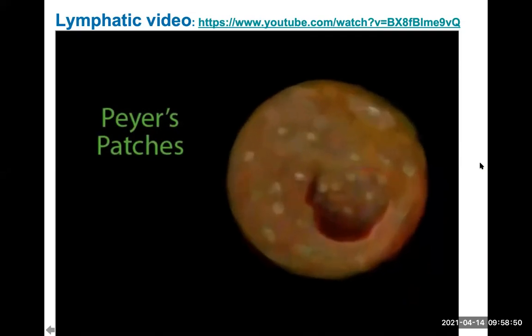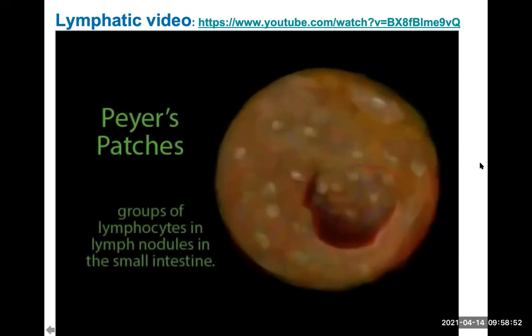Peyer's patches are very similar to tonsils. They're groups of lymphocytes and lymph nodules that are in the small intestines. Typically, they're found in the last third of the small intestine. Once again, they're strategically located to deal with foreign invaders.